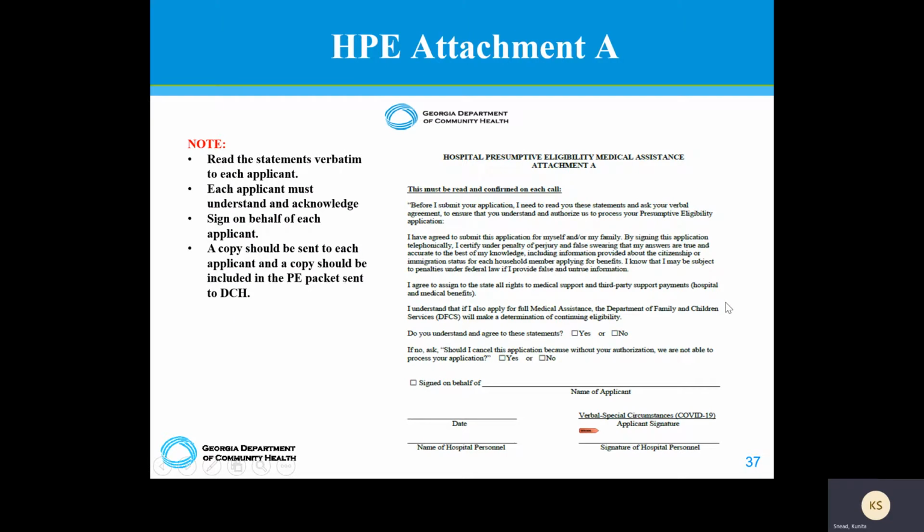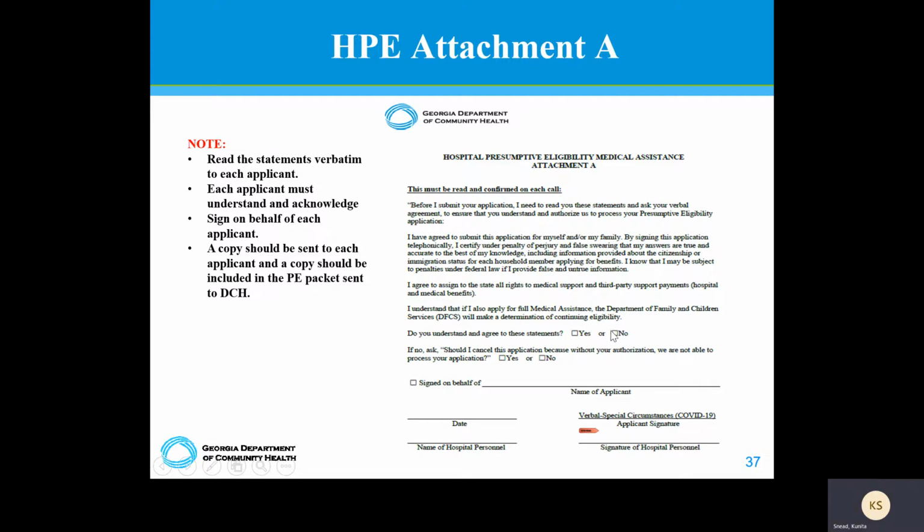And then on the second page, these are the statements that you will need to read to your applicants verbatim. And then you're going to ask them, do you understand and agree to these statements? Either yes or no. If they say yes, then you're going to skip the second question, go down here, and check the box. You're going to print their name because you're signing on behalf of the applicant, put the date, print your name, and then you need to sign it.